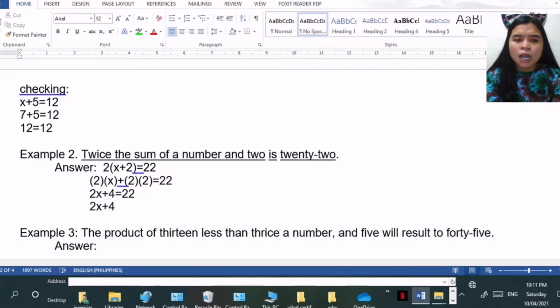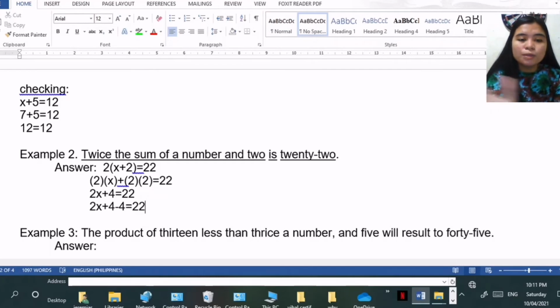Ngayon mag-iisip ka, anong gagawin mo para matanggal si 4 dyan? Para maiwan na lang yung may variable. So, ibig sabihin, write the opposite of positive 4 which is negative 4. Kaya magiging 4 minus 4 siya. Kaya mamaya magiging 0 siya. And then copy equal and then copy 22.